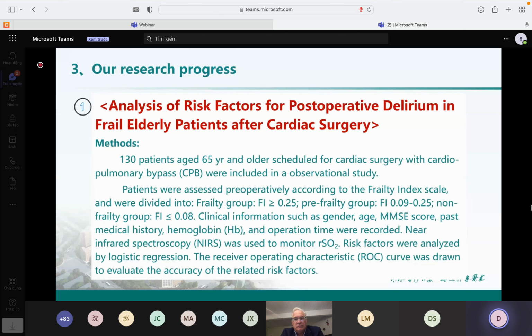Patients were assessed preoperatively according to the frailty index scale and were divided into frailty group, pre-frailty group, and non-frailty group. Clinical information such as gender, age, MMSE score, past medical history, hemoglobin, and operation time were recorded. NIRS was used to monitor rSO2, and risk factors were analyzed by logistic regression. The ROC curve was drawn to evaluate the occurrence of the related risk factors.